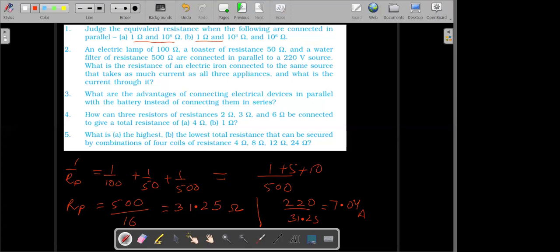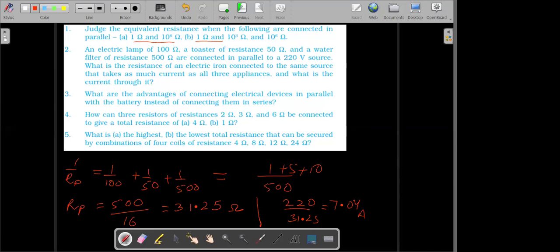Okay. Now the question is, what is the resistance of an electric iron? So what should be the resistance of the electric iron, which is connected to the same source and takes the same current as all the three appliances? 31.25. Yeah, 31.25.